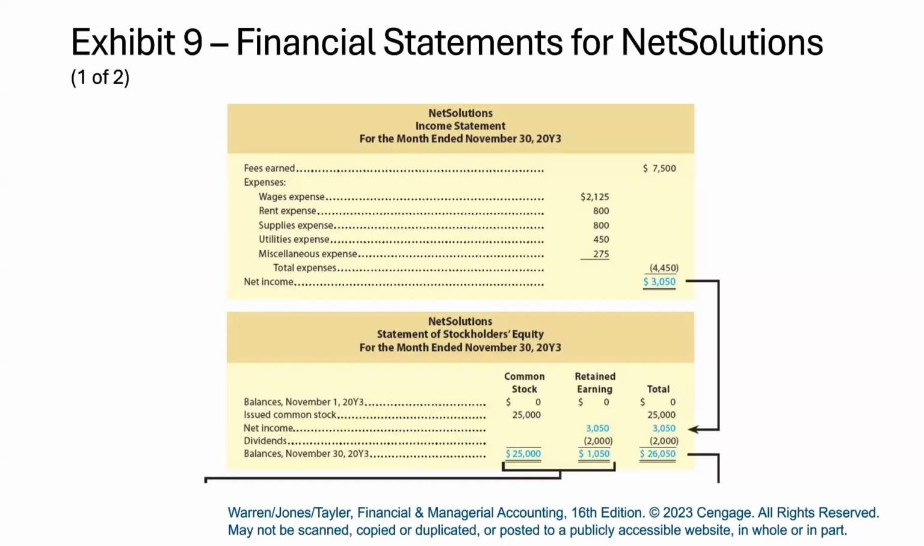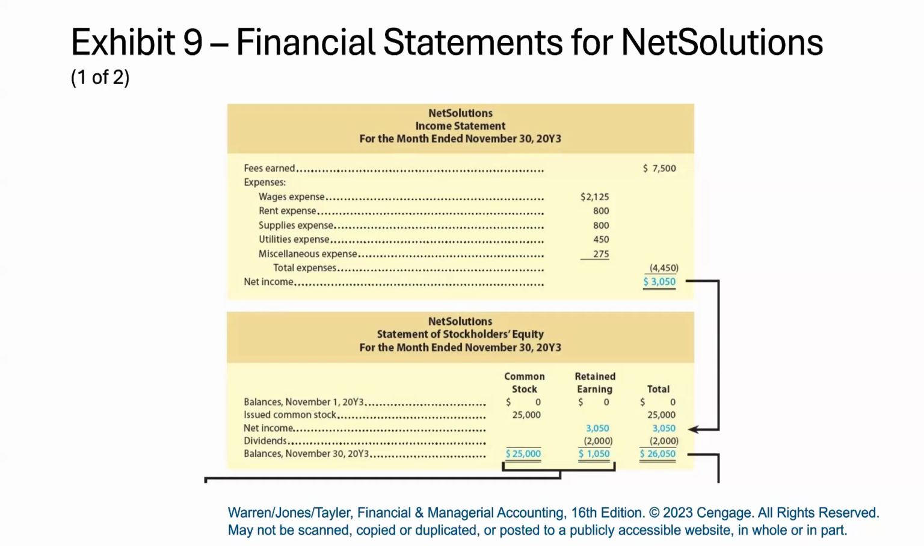So we can see by looking at this that it's for a month. Also in its title, right? We can see it's for the month ended November 30th. This must be a brand new business because their common stock balance was zero at the beginning of the period, retained earnings, and the total was all zero. The business had nothing, no equity at all at the beginning of the period.